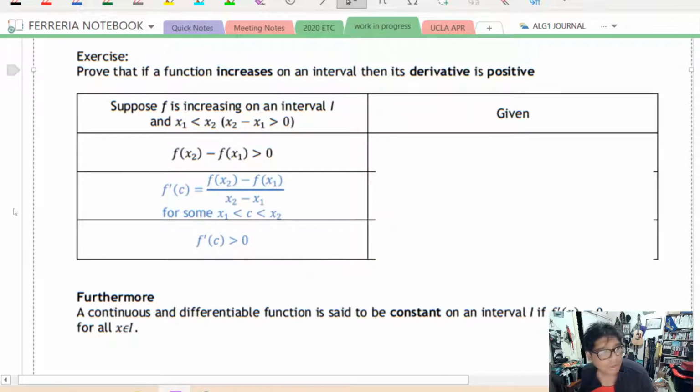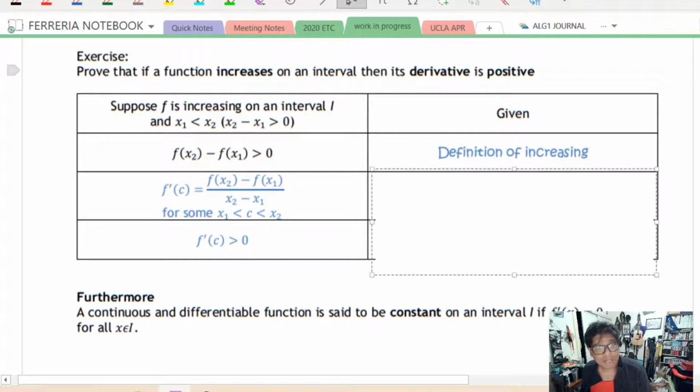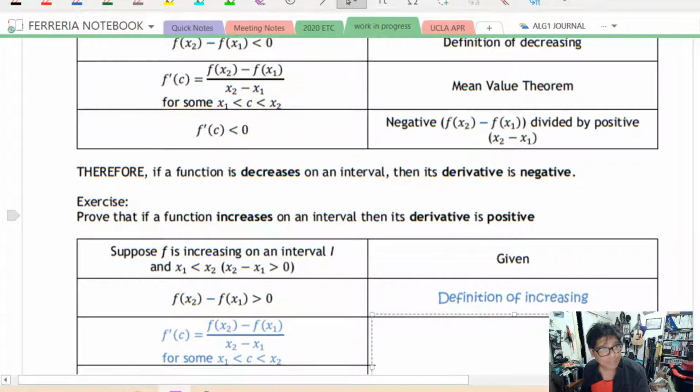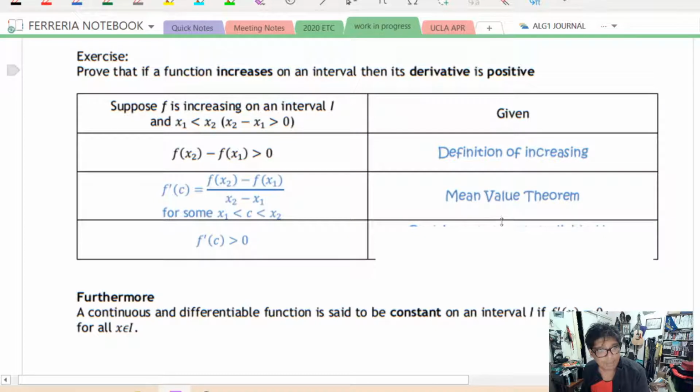Okay, we're going to start off with f(x2) minus f(x1) is greater than 0. And why is that true? Well, that's the definition of increasing. And then now if we take a look here, the next thing that we did was apply the mean value theorem. So we're just going to apply the mean value theorem.